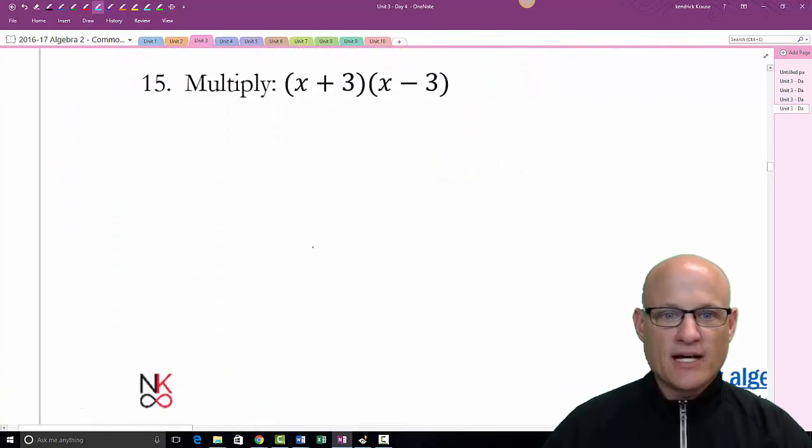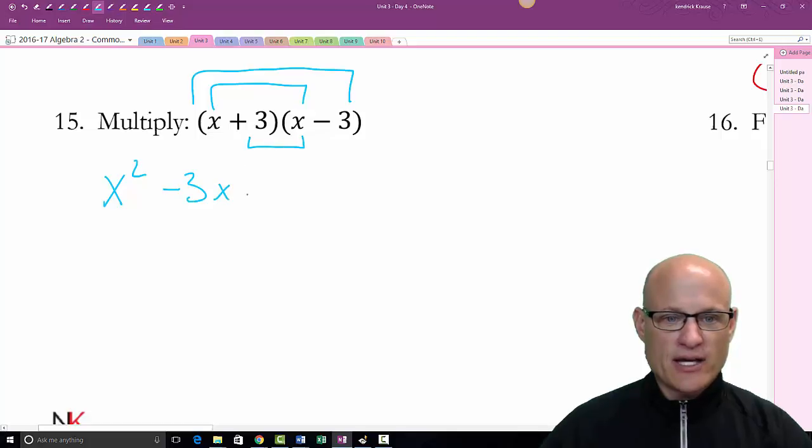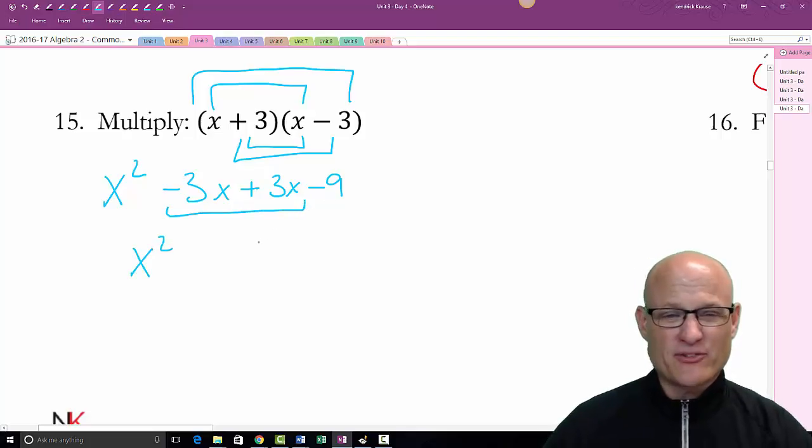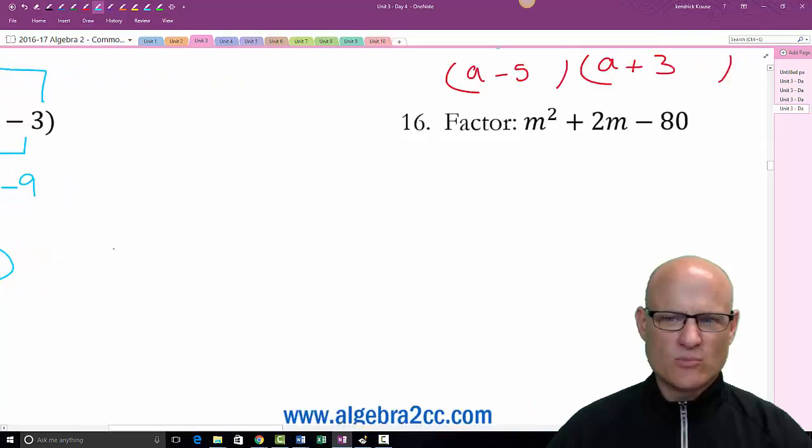Two more. Dots. What's dots? I don't know. I'll tell you in a minute. x times x, x squared. x times negative 3, negative 3x. 3 times x, positive 3x. 3 times negative 3, negative 9. So this gives me x squared. Now I got to combine these two, negative 3x and plus 3x. They go away. And I get minus 9. There it is.